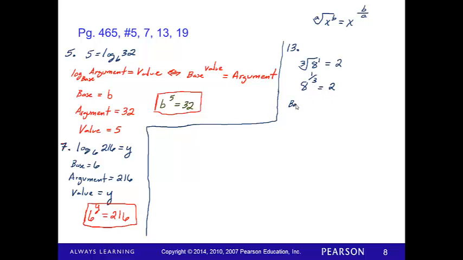Now we see that the base is equal to 8. Go back to this definition. The value, well, that's 1/3. And the argument, that's 2. All we're doing is writing each piece as we see it. It's basically a matching game, isn't it? Once you have the matching game ready, you're going to put the pieces back into this form. So now that says log base 8 of 2 equals 1/3.